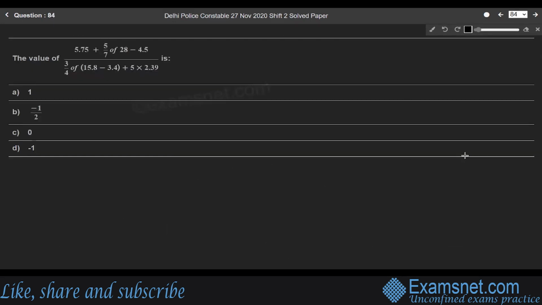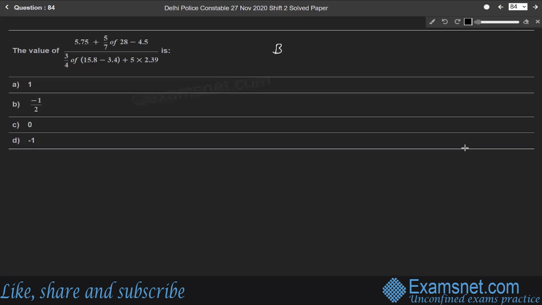Question 84. The value of 5.75 plus 5 by 7 of 28 minus 4.5 whole divided by 3 by 4 of 15.8 minus 3.4 plus 5 into 2.39. Here we are using the rule of BODMAS, to follow the operations: the brackets, of, division, multiplication, addition, and subtraction.